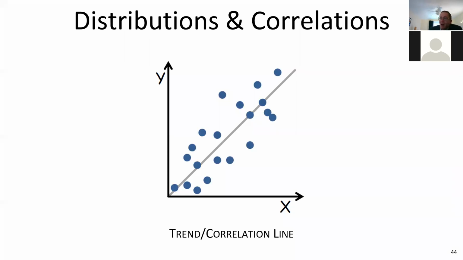Distribution and correlations. If there's one thing my stats in psych has taught me, and I'm hoping to teach you, it's the number one rule: correlation does not equal causation. Say that again. Correlation does not equal causation. And you go, of course it doesn't. Yeah, but everyone falls for it.